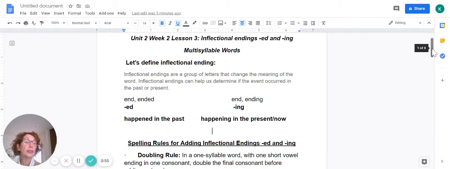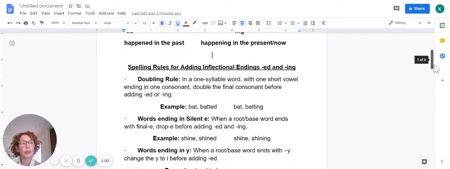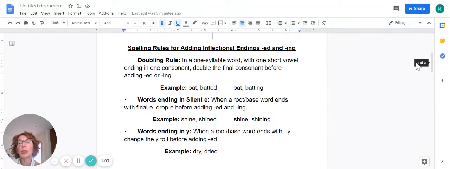All right, again, let's review our spelling rules for adding inflectional endings. This is very important for decoding words. We have the doubling rule. Remember, in a one-syllable word with one short vowel ending in one consonant, double the final consonant before adding ed or ing. Again, the example we've been using is the root or base word bat. We double the final consonant t, add ed. Again, adding the inflectional ending ing to bat, we double the final consonant t and add ing.